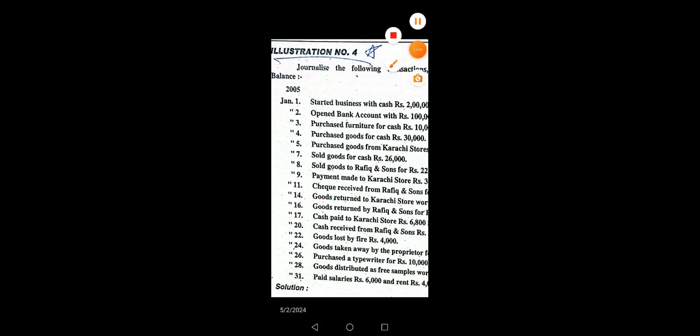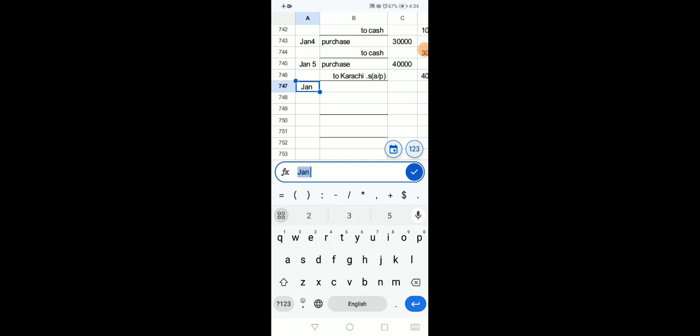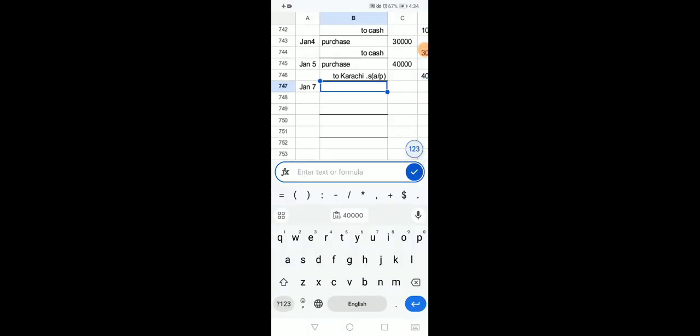Now the next entry after January 5th is January 7. Put the date first. Thankfully we remembered to write the date first. January 7, let's see what that entry is saying. Sold goods for cash. When you are selling something, you receive cash, meaning your cash in hand would increase. Cash in hand is your asset. Asset is increasing, and an increase in asset should be mentioned on the debit side. So mention cash on the debit side.